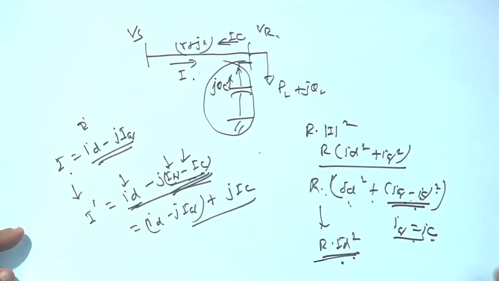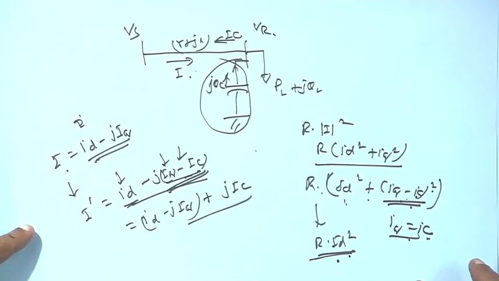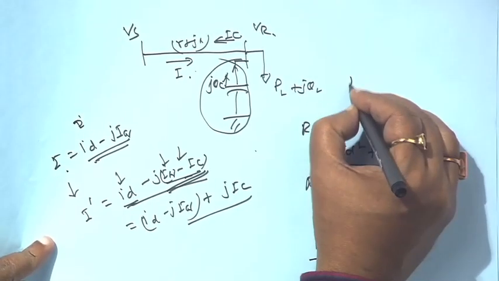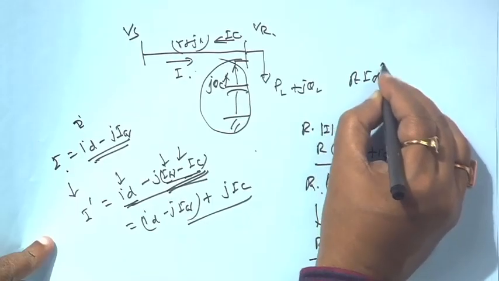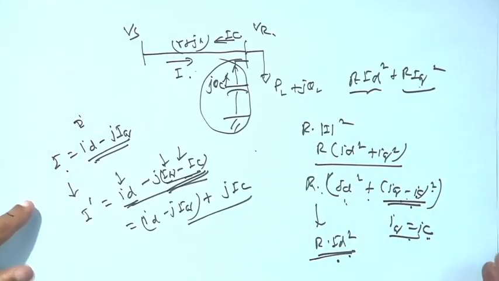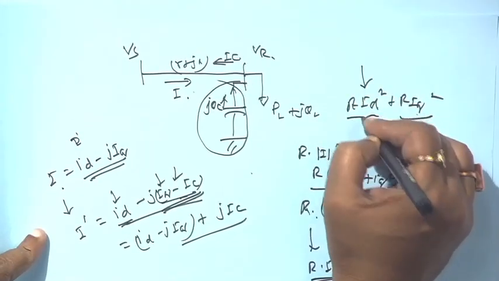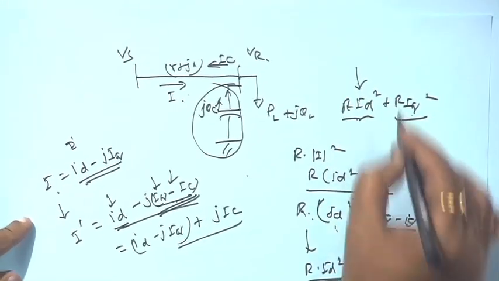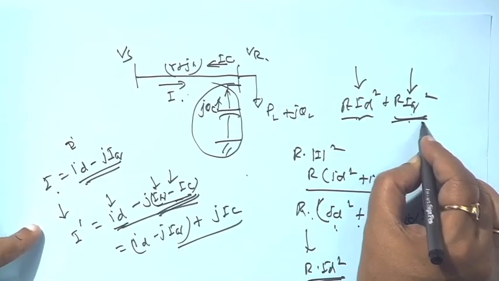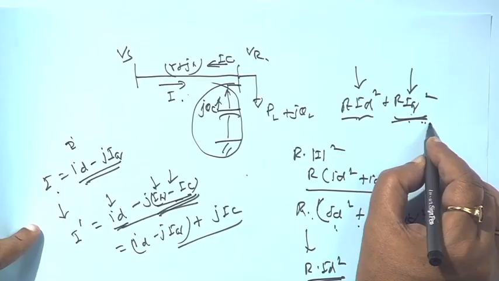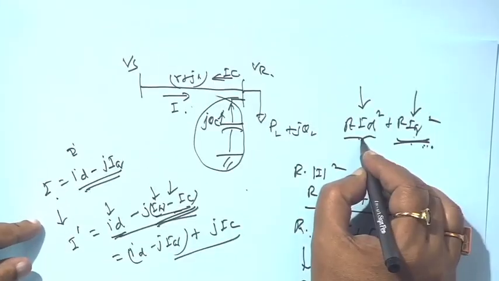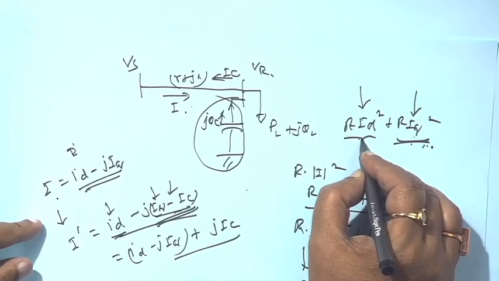Sometimes the book may not give it, but after reading a research article I have found that this loss can be written as R Id square plus R Iq square. This is R Id square, this is R Iq square. We can call this the direct axis component of the power loss, and this is the quadrature axis component of the power loss. Theoretically this quadrature axis component can be made 0, because Iq is equal to Ic. It is possible, but the other part you cannot touch, it will remain in the circuit.